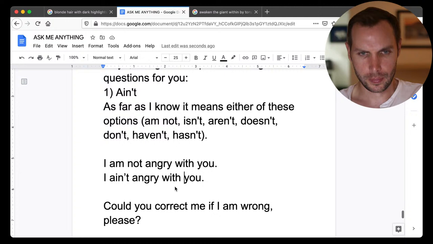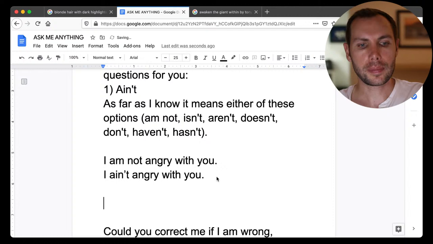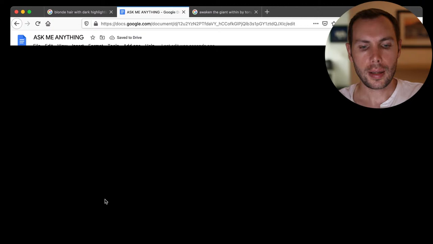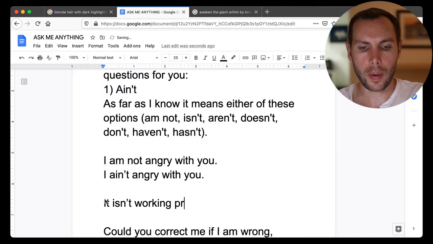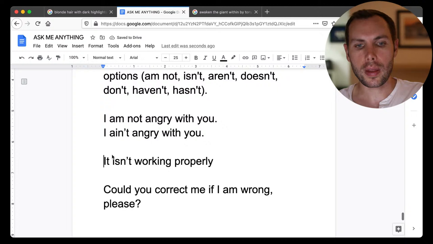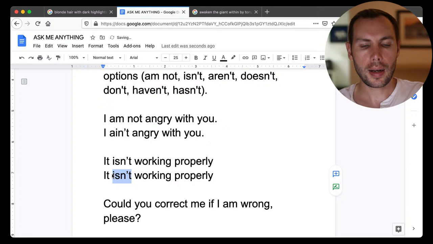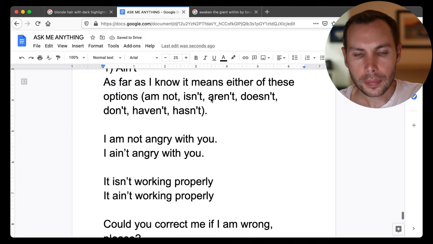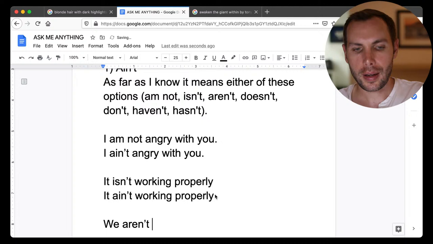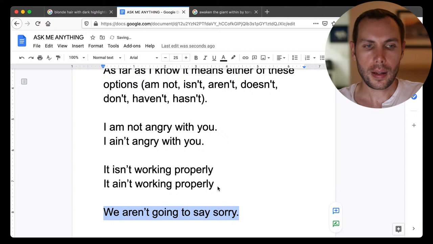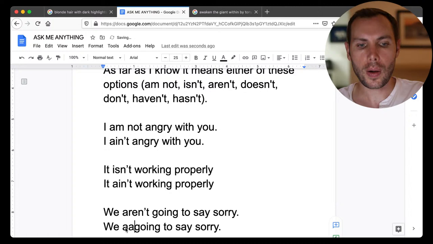The next one is isn't. So, it isn't working properly. Maybe your phone, your computer isn't working properly. Let's try this one with ain't. It ain't working properly. Yes, you can use that. Aren't: we aren't going to say sorry? Let's try this. We ain't gonna say sorry. Yes, that works. That is correct.